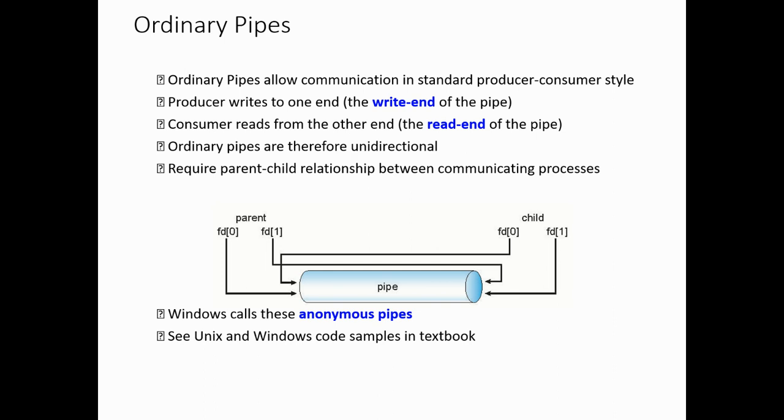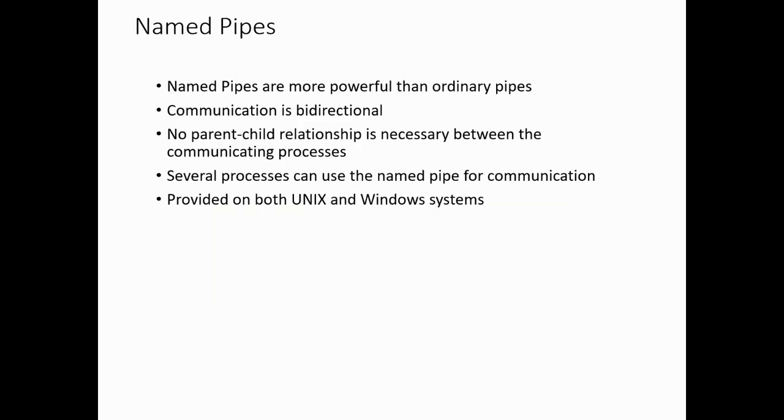Okay, and Windows calls these anonymous pipes. Why? Because I don't have any kind of ordinary pipes over here. And what is all about named pipes? As I said, it's more powerful than an ordinary pipe. The communication can be bidirectional, and there is no parent-child relationship necessary between the communicating processes.